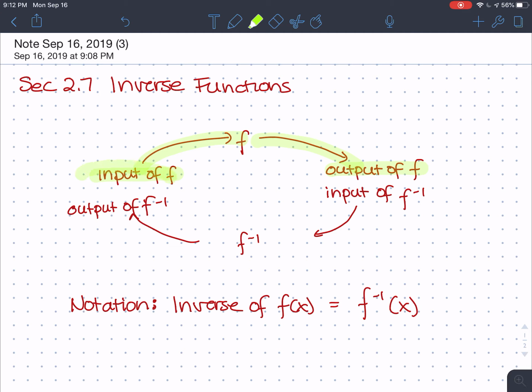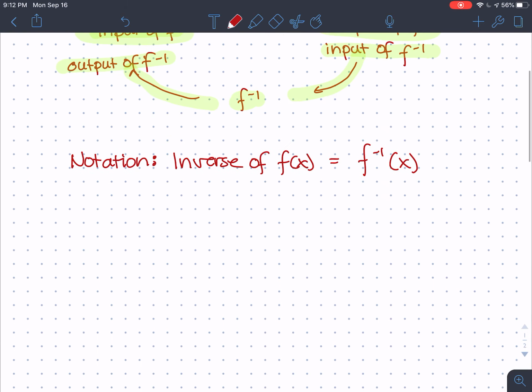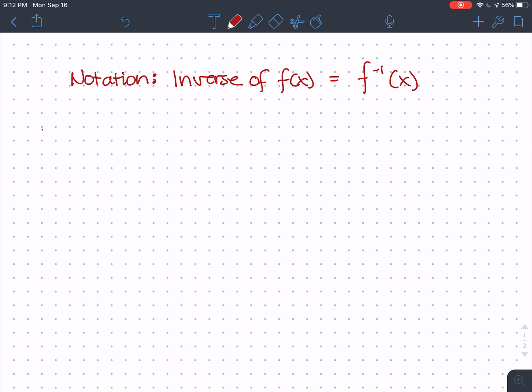I start with some input of f, put it in the function, I get an output of f. But if I have an inverse function, that output can become the input for the inverse, and I wind up right where I started from. And that's what inverse functions are. So let's see a formal definition of inverse functions. So this is a more formal definition. Definition of inverse functions.